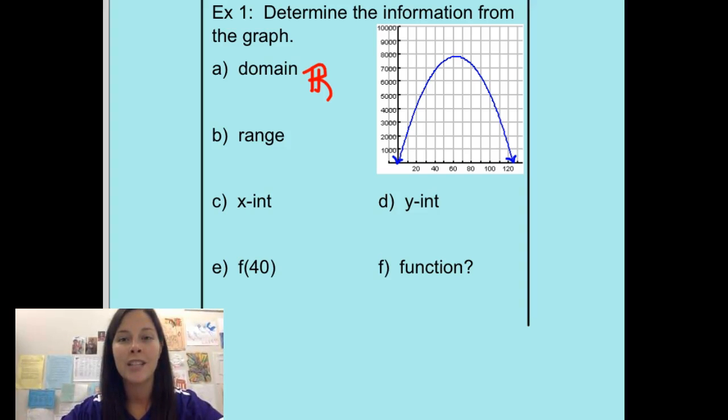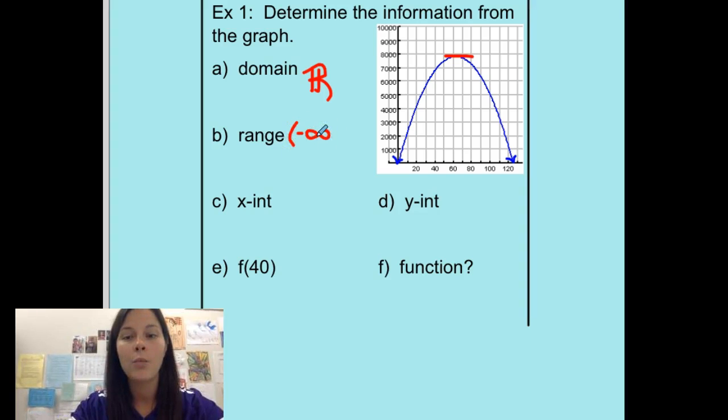Again, those arrows say that our graph will continue to decrease forever. And then we notice as we move up the graph, right here is where the graph stops. So that's where our range kind of stops as well. I'm just going to roughly round that to 8,000. So we can either use interval notation. Our graph goes from negative infinity, these are our y values, up to, but not quite, including 8,000, so that's why I'm going to use a parenthesis.